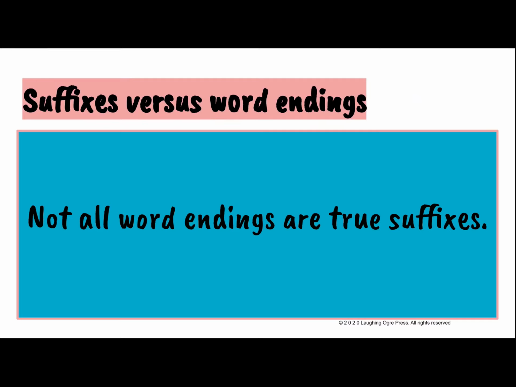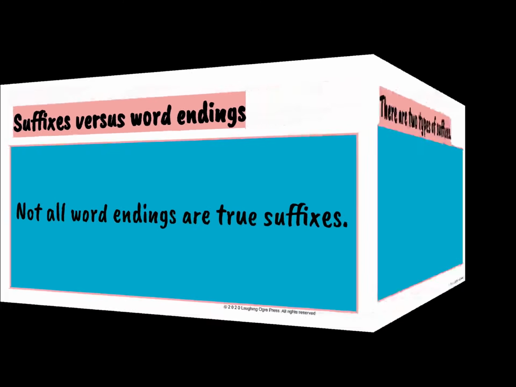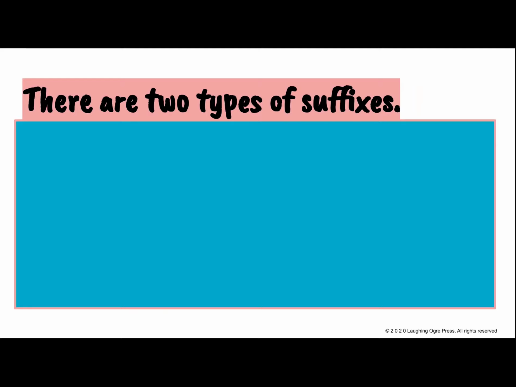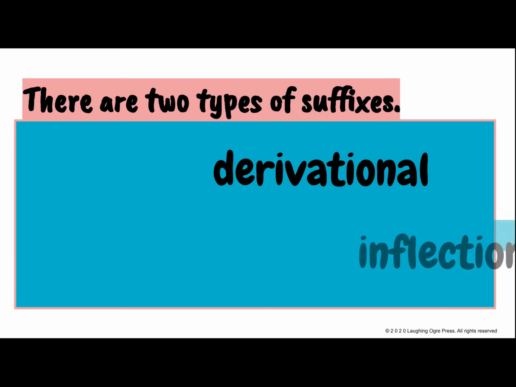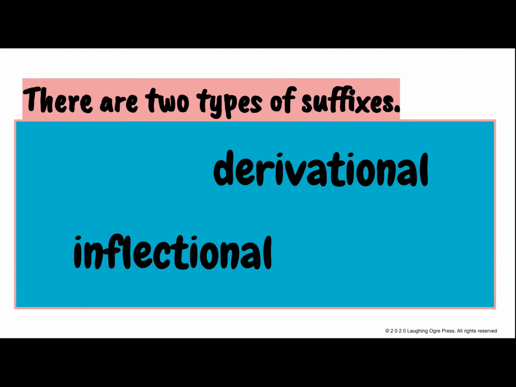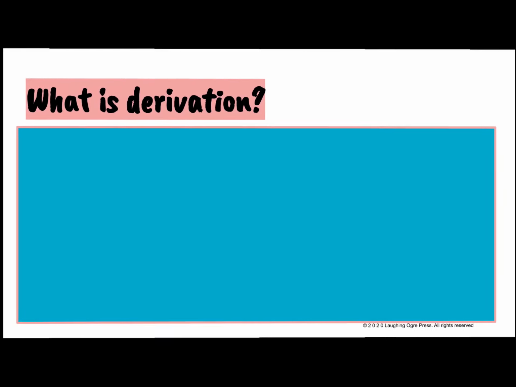So what other ones aren't true suffixes? Maybe words like captain, where the AIN is saying in, or the ARD in standard, or maybe the EL in shovel. They're endings, but they're not actually true suffixes. So we've got two types of suffixes. We have derivational suffixes and inflectional suffixes. We've got derivational prefixes, but we do not have any inflectional prefixes. So let's talk about what that actually means.